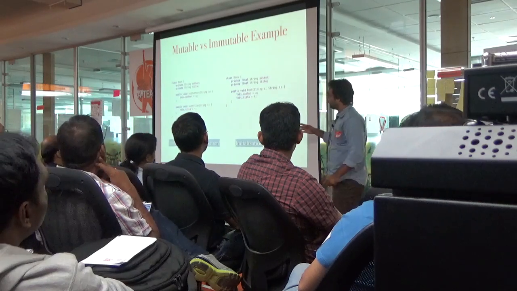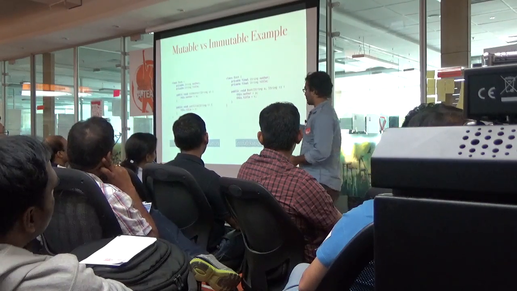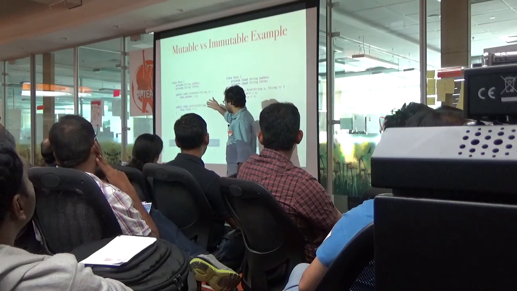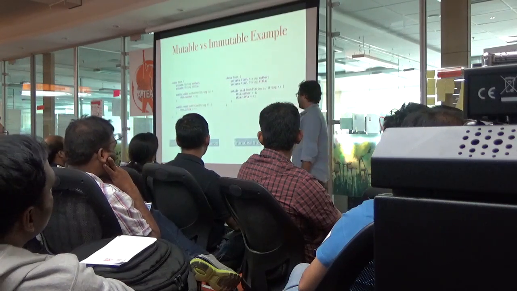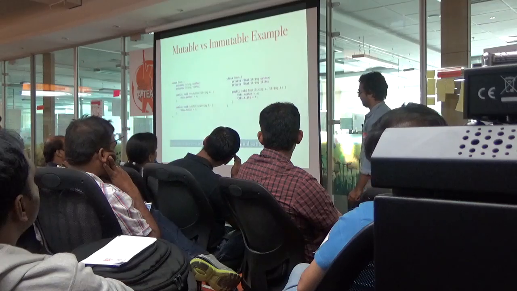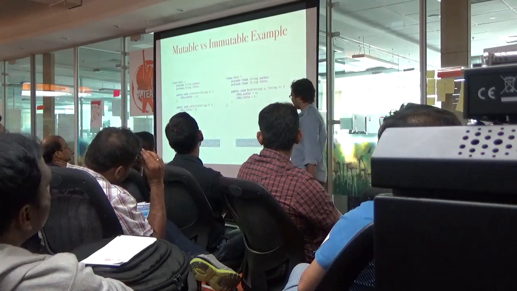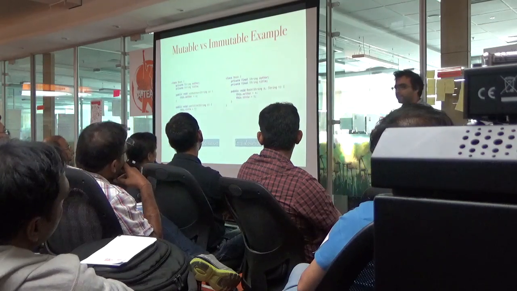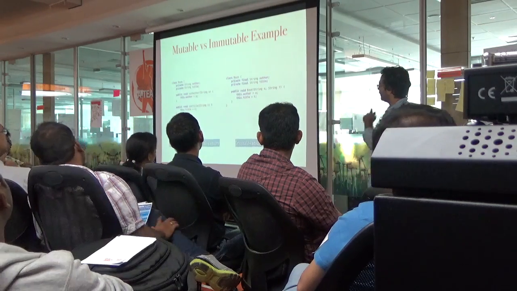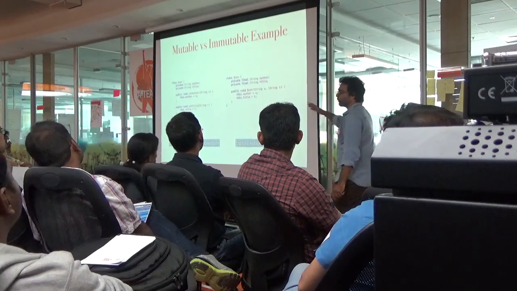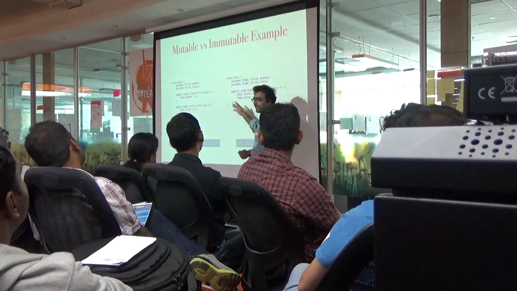Now this is what the file is. This code is your instantiation plus initialization. But this code is only your instantiation. I think it's written wrong. It's written right after this. Sorry about that. So this is an immutable code, fine? And this is a mutable code. Any doubt?